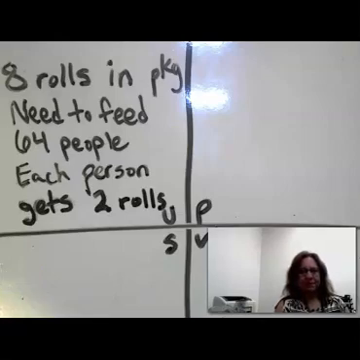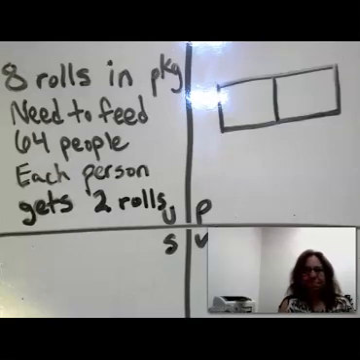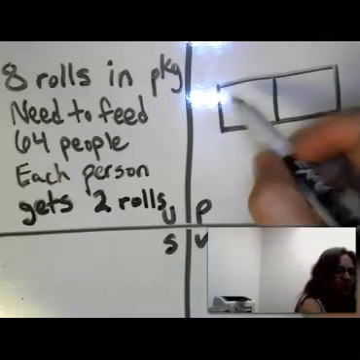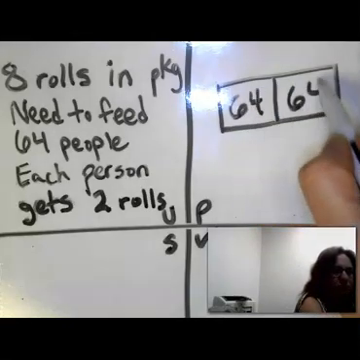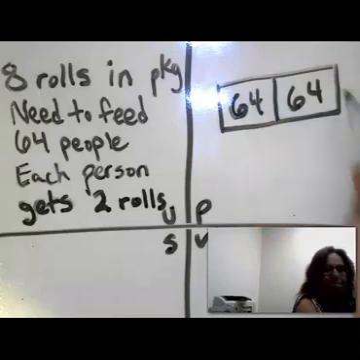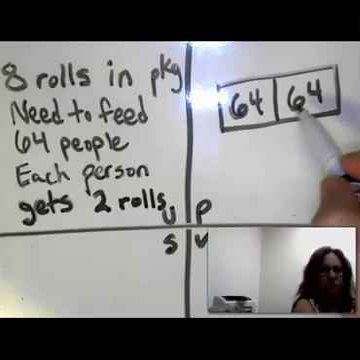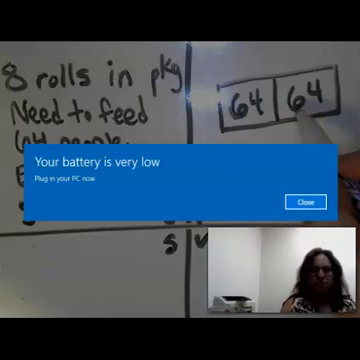Okay, anyway, we have 8 rolls in a package. We have 64 people. Each person gets 2 rolls. Now there are 64 people, but they're getting 2 rolls each. So how many rolls do we need? We need 64.